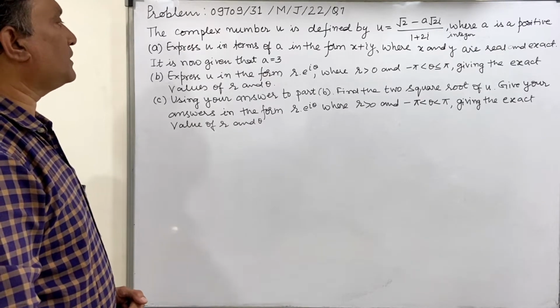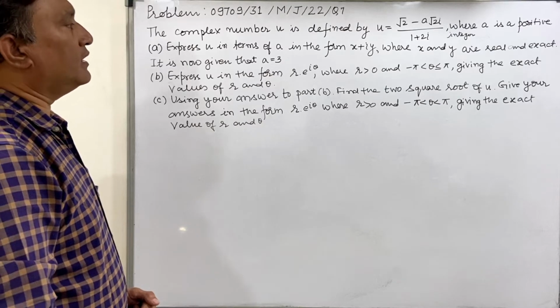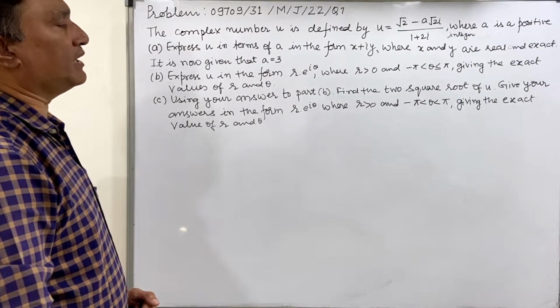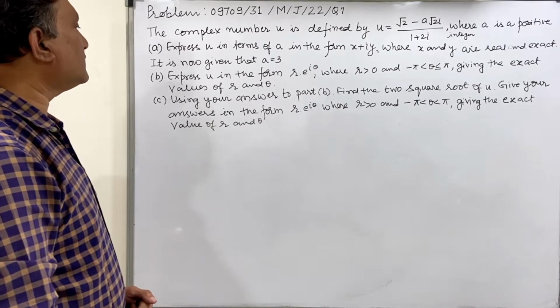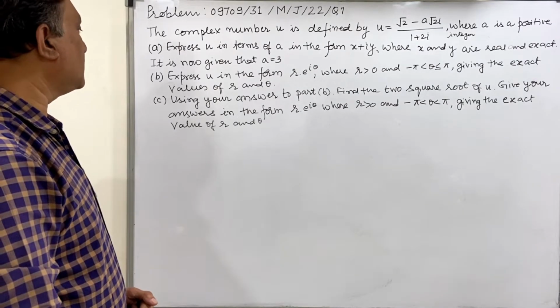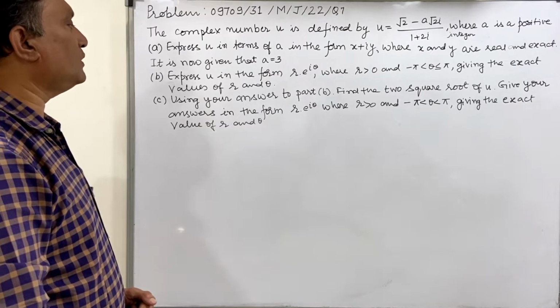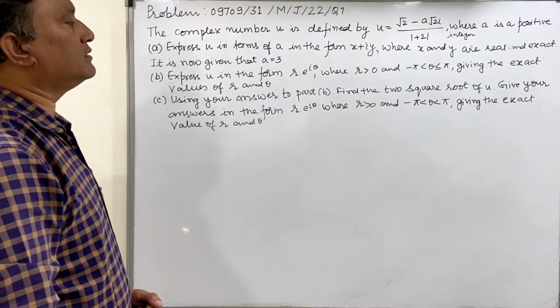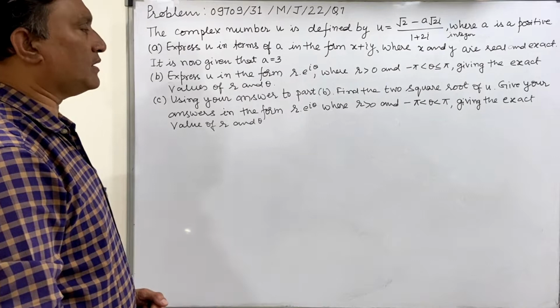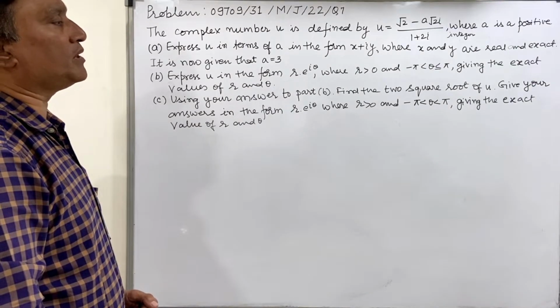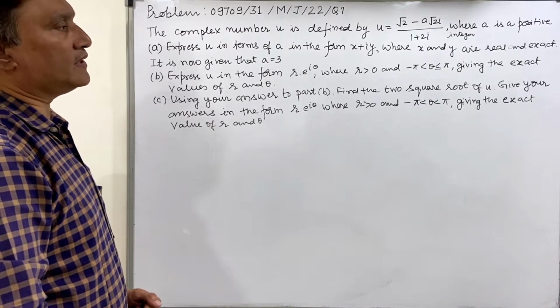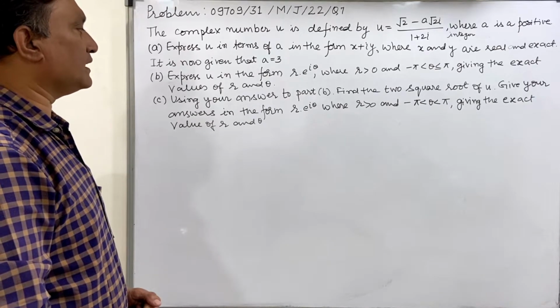A part: express u in terms of a in the form x plus iy, where x and y are real and exact. It is now given that a equals 3. B: express u in the form r e to the power i theta, where r is greater than 0 and theta lies between minus pi and plus pi, giving the exact values of r and theta.